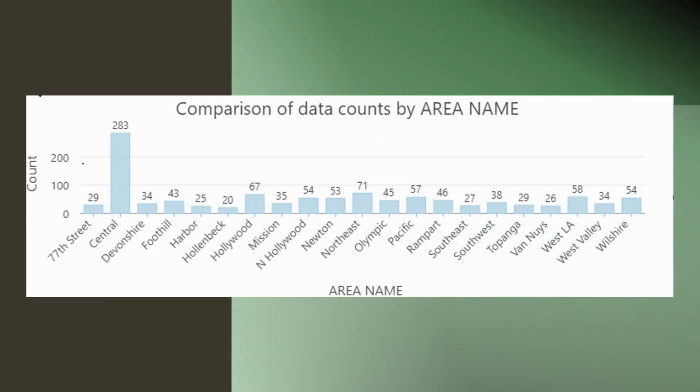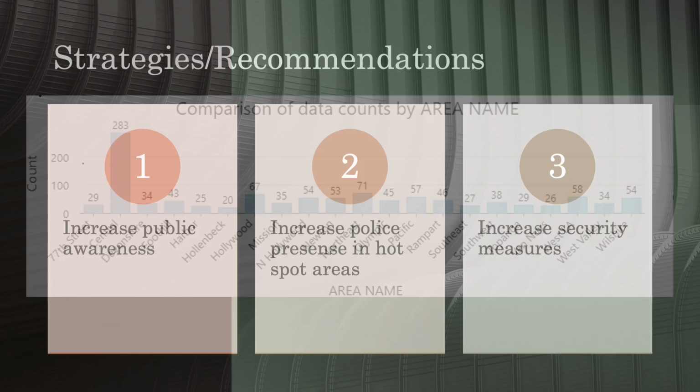And then this chart is area data counts. As you can see, it's very easy to point out how Central Avenue is the area with the most counts of auto burglaries, and as seen before on the other maps, Central is part of downtown LA, which is the area with the most density of hotspots.